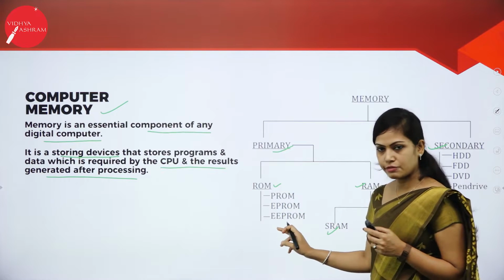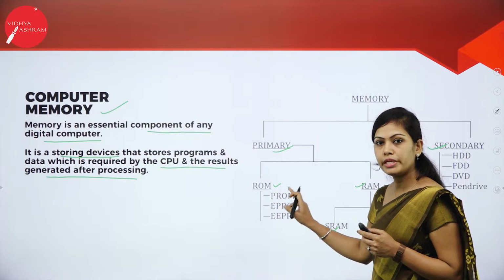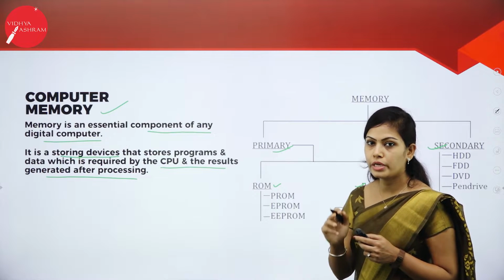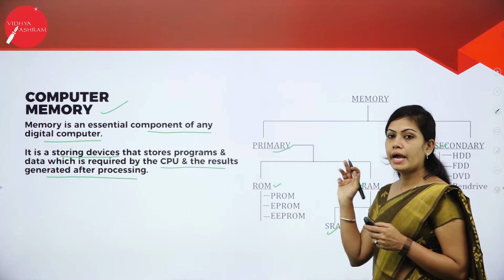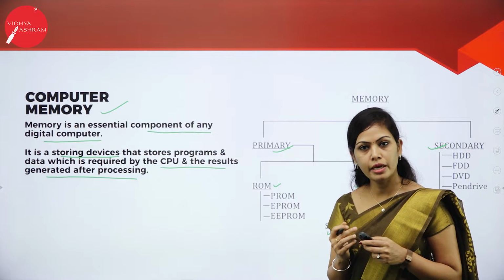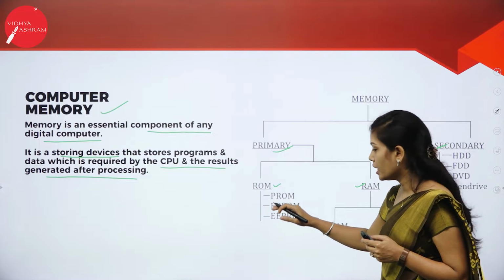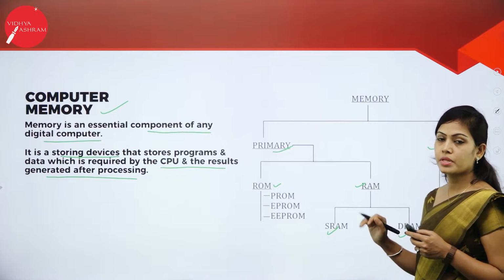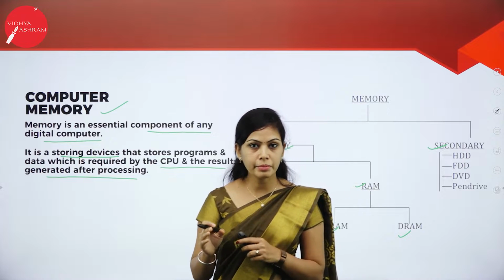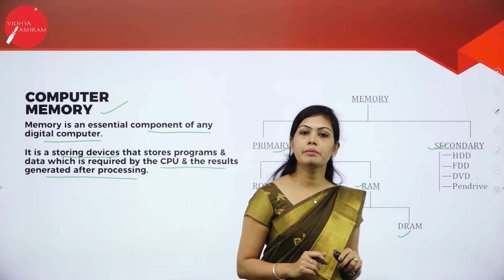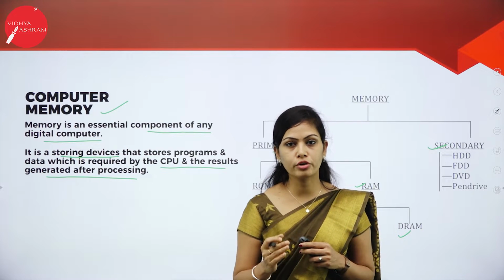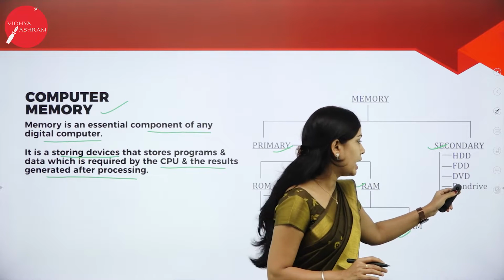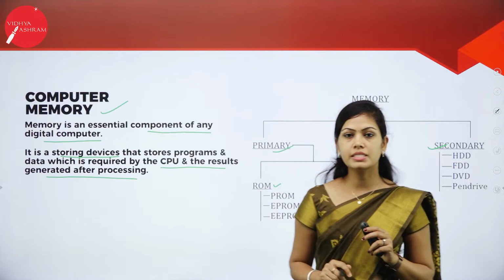And ROM can be classified into PROM, programmable read only memory, EPROM, erasable programmable read only memory, and EEPROM, electrically erasable programmable read only memory. So ROM consists of PROM, EPROM and EEPROM. RAM consists of SRAM and DRAM. And computer memory can be classified into primary memory and secondary memory. So what is secondary memory? Secondary memory is called the extra memory of the computer. Secondary memory can be classified into hard disk, floppy disk, magnetic disk, DVD and pen drive, etc. So let us discuss one by one.